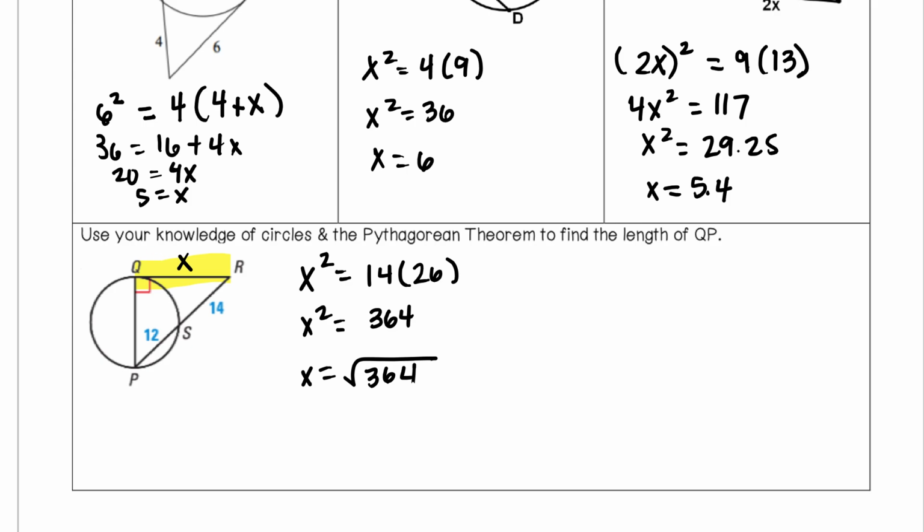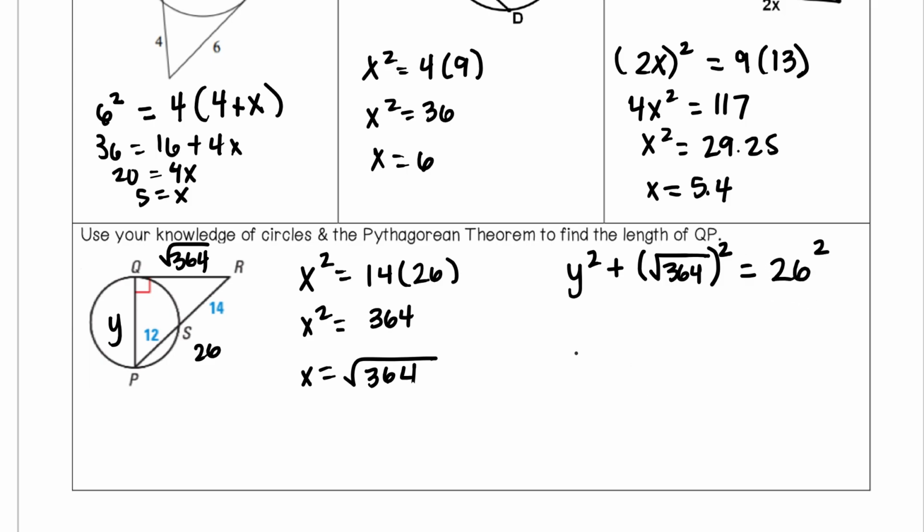So now that I know that this side is worth the square root of 364, I know that this whole segment PR is 26. This is a right triangle, and I want to solve for this value. I'm actually going to call it y since we already used an x. And that's just a leg in my right triangle. So I'm going to use Pythagorean Theorem. I'm going to take y squared plus the other leg squared, which is the square root of 364. We're going to square that, and set that equal to the hypotenuse squared, which is 26 squared.